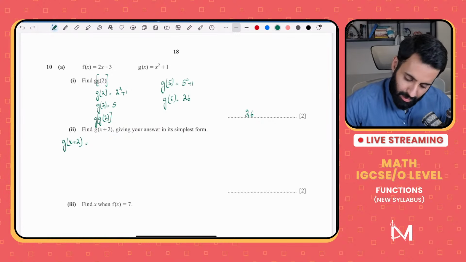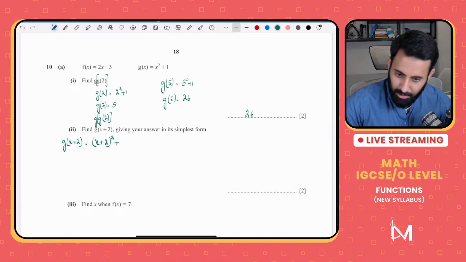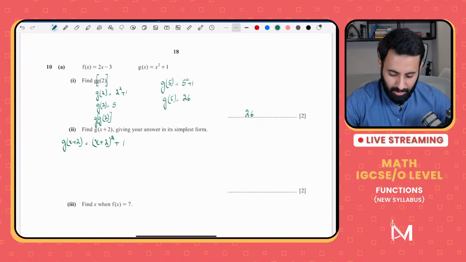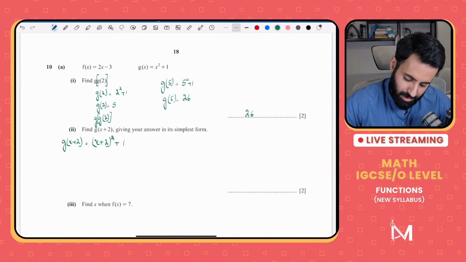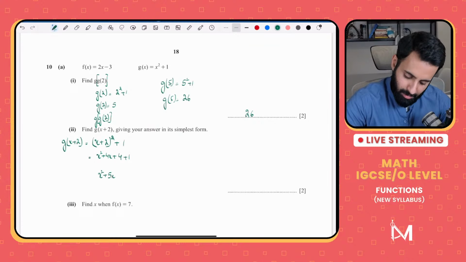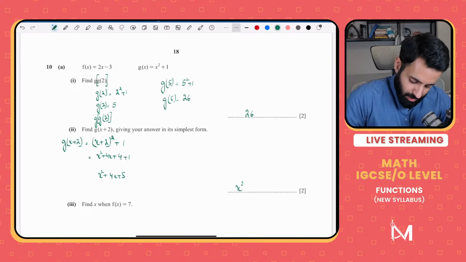There we go. Okay, g of x plus 2. Now, g of x plus 2 means that we are going to replace x with x plus 2, the whole thing squared, and then plus 1. If the question was g of 5, we would plug in 5. If the question is g of x plus 2, we replace x with x plus 2. So we have x squared plus 4x plus 4 plus 1, which means the answer is x squared plus 4x plus 5.